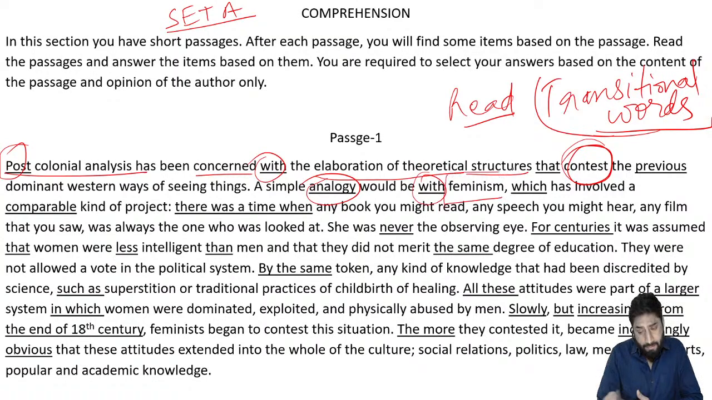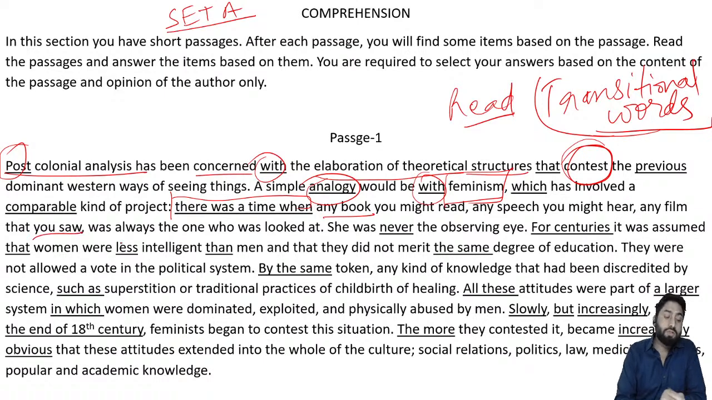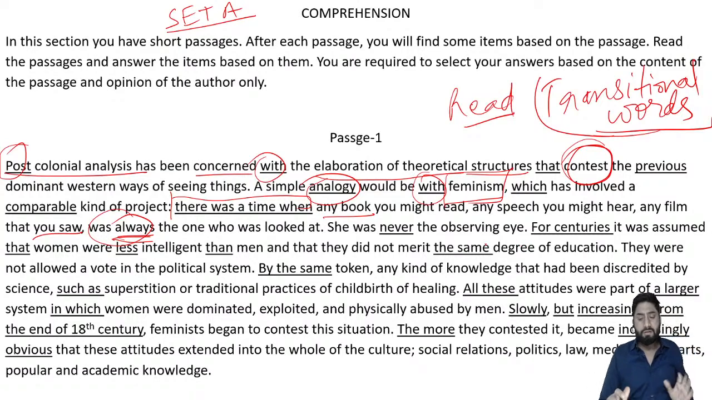अब इन्होंने एक example लिया है feminism का, इसी के through बात करना शुरू कर रहे हैं कि post-colonial analysis में सारी बातें करने के बाद what is being contested, the Western beliefs are being contested. The very first example they have taken for the discussion in this passage is feminism, which has involved a comparable kind of project. There was a time, ऐसा समय हुआ करता था, when any book you might read, any speech you might hear, any film that you saw was always, that's also an anyway keyword, a transitional word जो कि हमने mark नहीं किया है, we forgot, always the one who was looked at, right? She was never the observing eye.